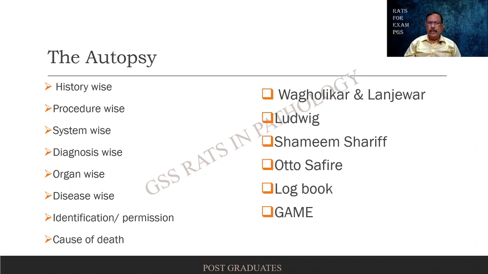And there are a beautiful list of books which have stood the test of time. Vagoliker and Langevar. It has come out recently. Ludwig, a beautiful book. Shamim Sharif, Auto Sapphire, your own logbook that is important for you to follow, because in that the various systems and the organ details will be there. Game is one that I have recently added to the list.